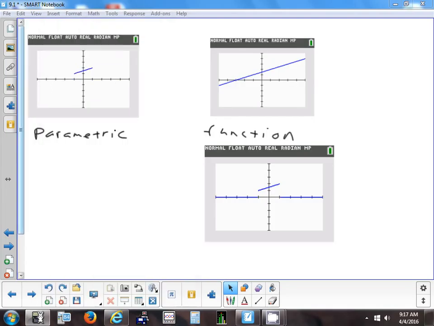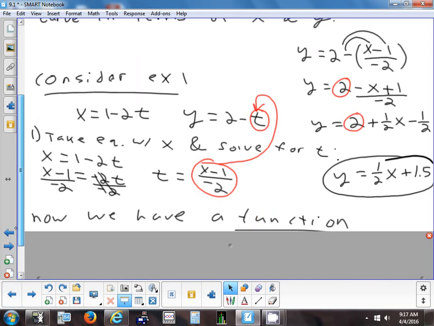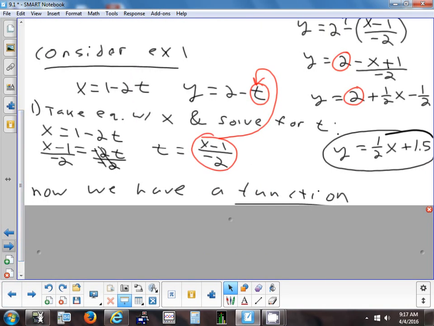Can you go over that again? Like, how we found that? So we solved for t, and then we plugged it in to the y equation. And we got 1/2 x plus 1.5.